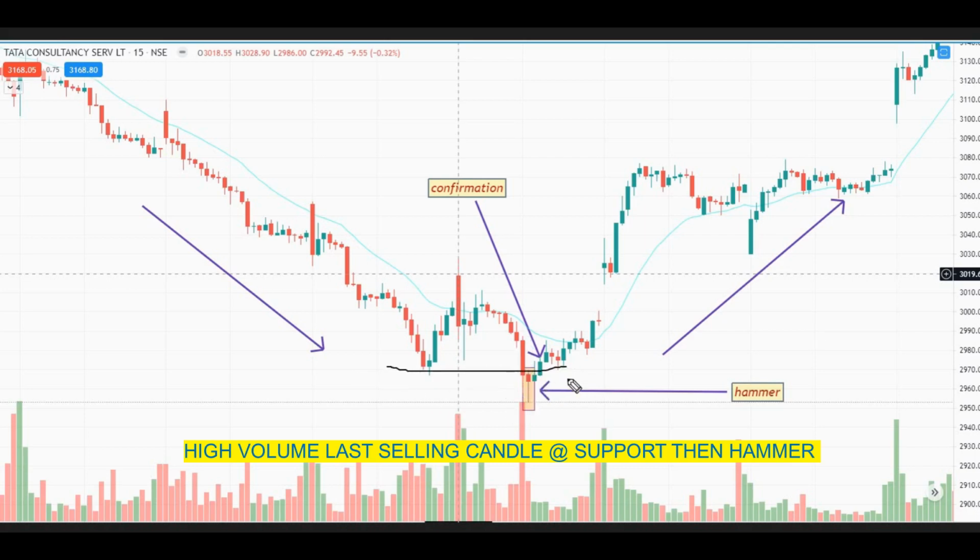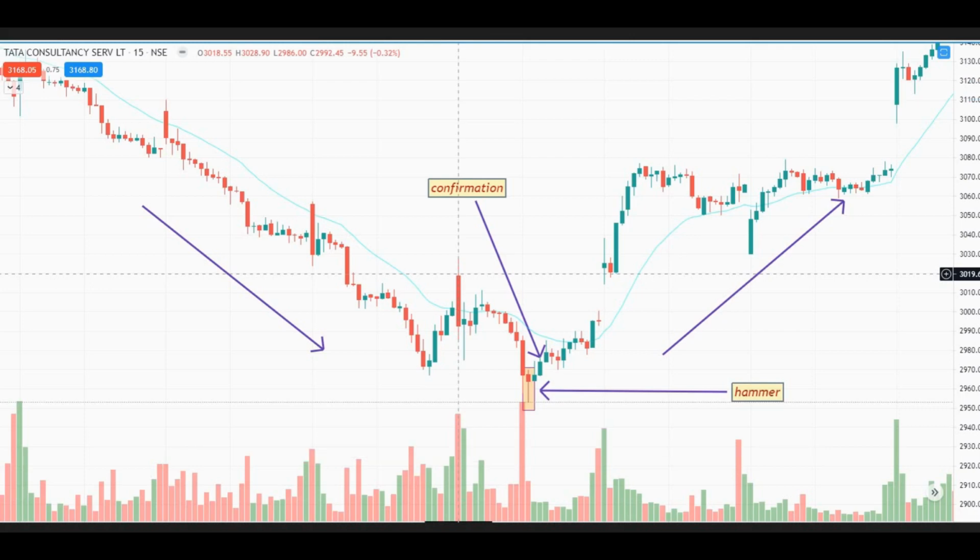As you can see, it formed a hammer, then confirmation, trend change. Okay, so I do recommend, please do watch my market structure trend analysis videos. You will definitely get a lot of insights from these videos, I can guarantee you that. So please do watch that. So let's look at next example.